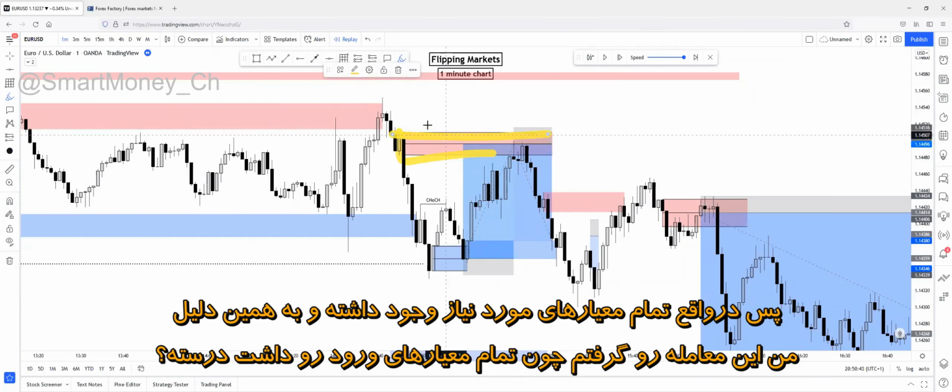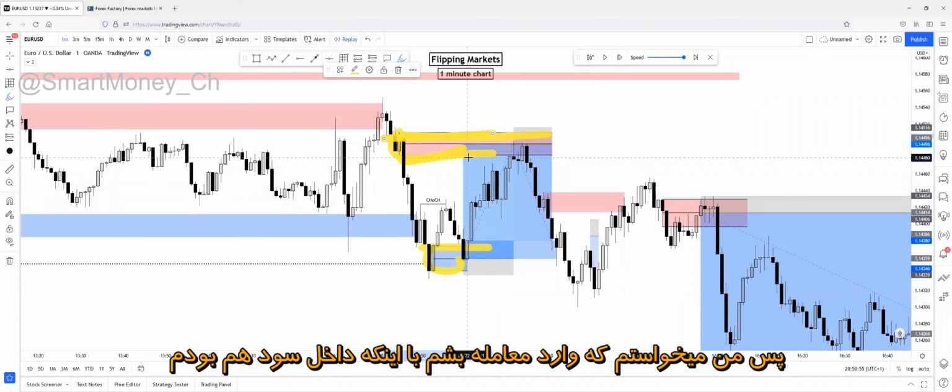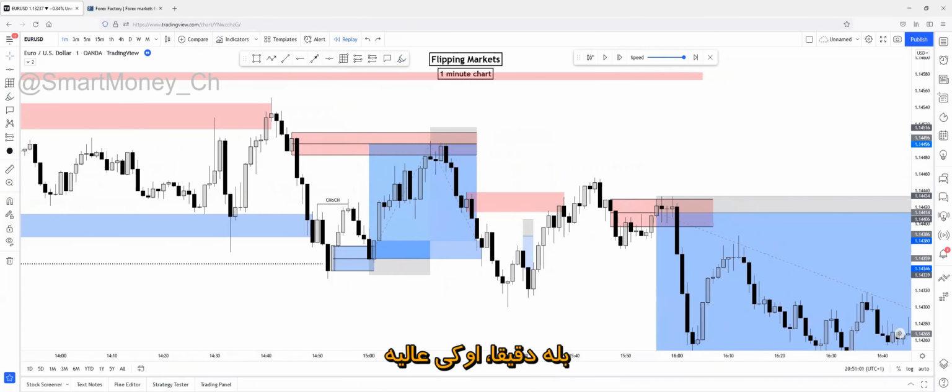Because every single criteria was fit, right? This was a risk entry also. This was a risk entry because basically demand was in control. This was a risk entry, but if it has so many criteria, 6 or 7 criteria, I'm willing to take the risk, even if I'm in profit. Make sense? Yeah, I understand.